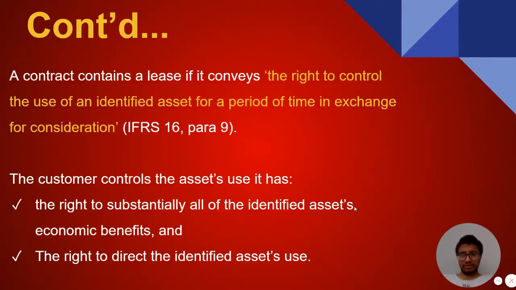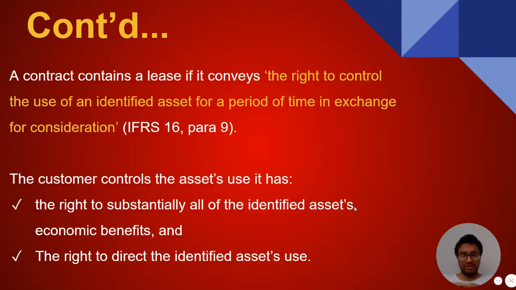Similarly, what is a contract? A contract contains a lease if it conveys the right to control the use of an identified asset for a period of time in exchange for consideration. So basically the contract should provide a right to control an identified asset for a period of time in exchange for consideration. There should be some consideration, even if it's just 1 rupee or whatever that is.